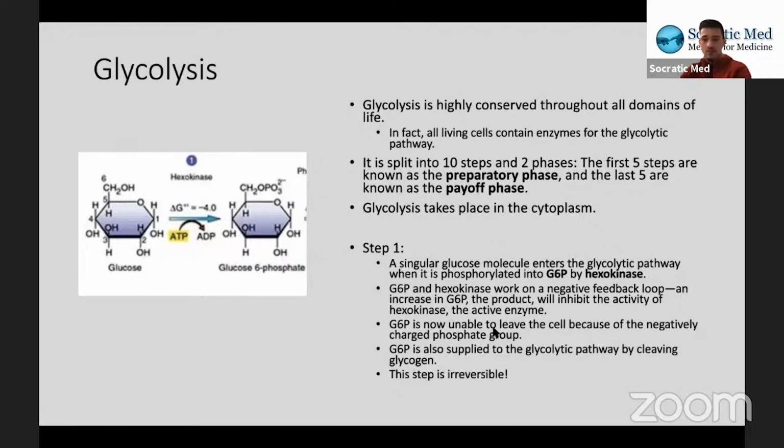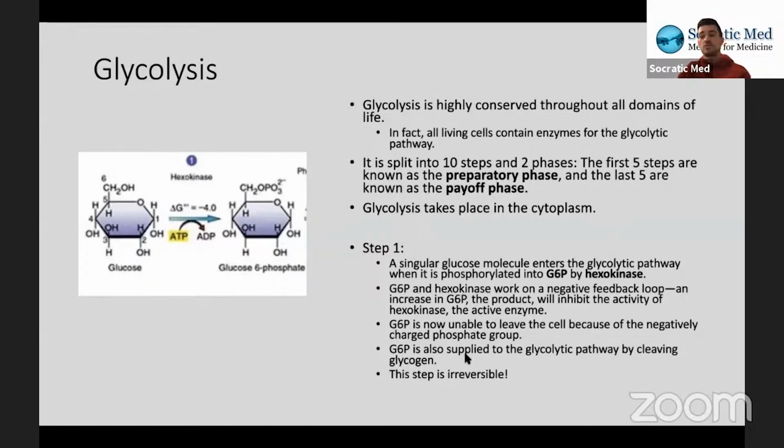G6P is now unable to leave the cell, because of the negatively charged phosphate group. So obviously we have that hydrophobic phospholipid bilayer that's surrounding the cell. So now that there's that negatively charged phosphate group on there, G6P is no longer able to leave the cell, so it's sequestered. It has to stay in.